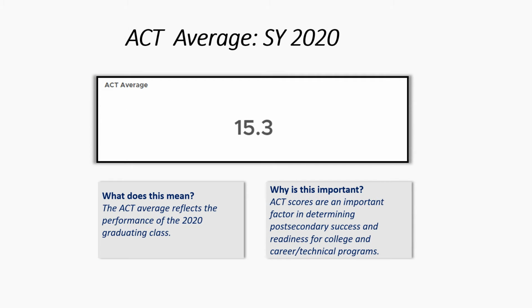ACT average school year 2020. Our ACT average for the school year 2020 was 15.3. Due to the pandemic, this is the latest, most current data that we have. What does this mean? The ACT average reflects the performance of the 2020 graduating class. Why is this important? ACT scores are an important factor in determining post-secondary success and readiness for college and career/technical programs.